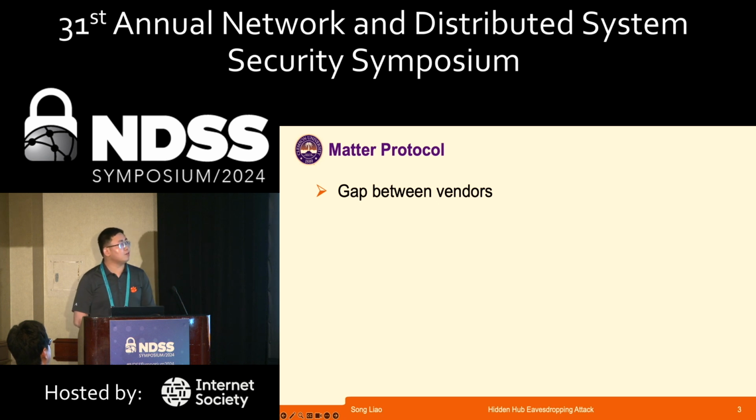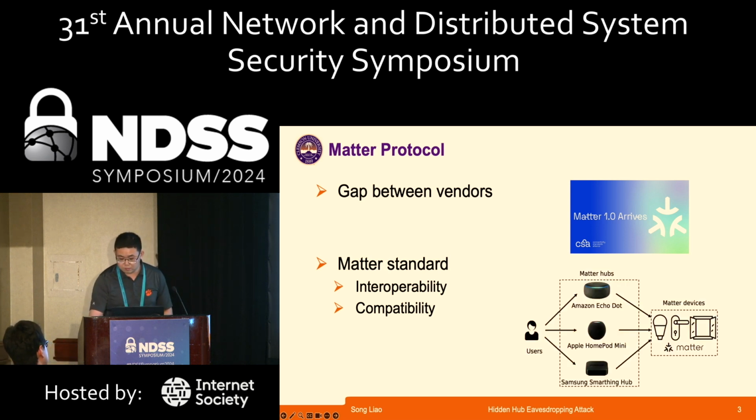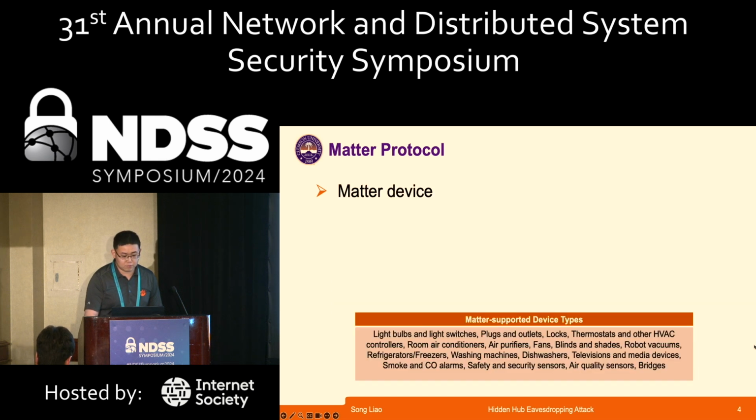To bridge the gap between different vendors, several vendors such as Amazon, Google, Apple, and Samsung introduced the Matter protocol, aiming to enhance the interoperability and compatibility of IoT devices. With the Matter protocol, users can easily control their devices using different Matter-supported platforms, such as Amazon, Google, or Apple. This table shows the Matter-supported devices by the end of 2023, and Matter has supported lights, plugs, locks, and other devices.